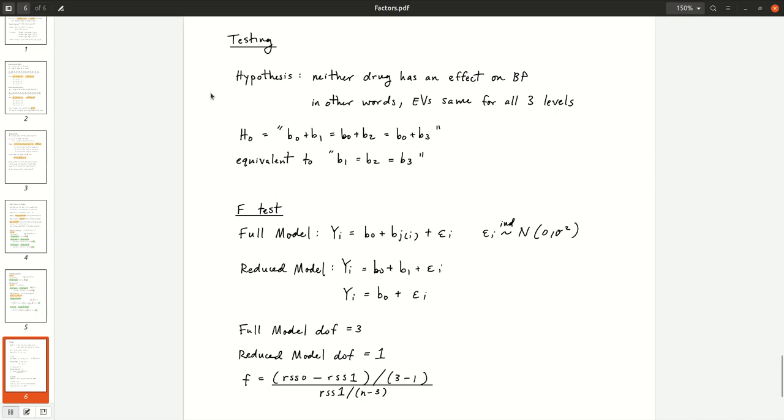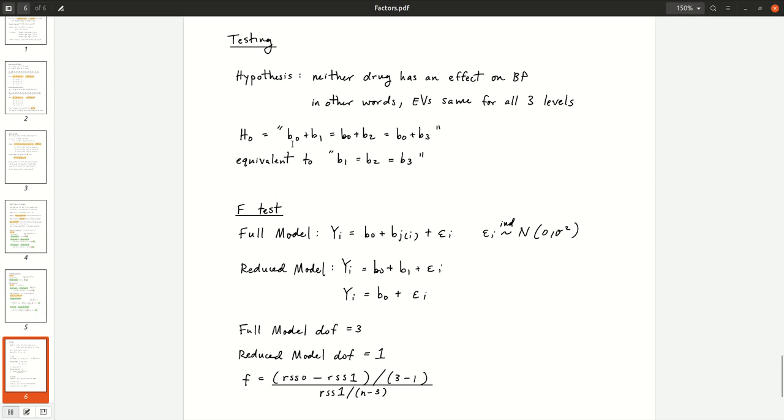So here's an example. We have a hypothesis that neither drug has an effect on blood pressure. Remember, the experiment had a control group, a drug A group, and a drug B group. Another way of saying this that's convenient for specifying a hypothesis is that the expected values for all three levels, control, drug A, and drug B, are the same. So in terms of our model parameters, how would you specify that hypothesis?